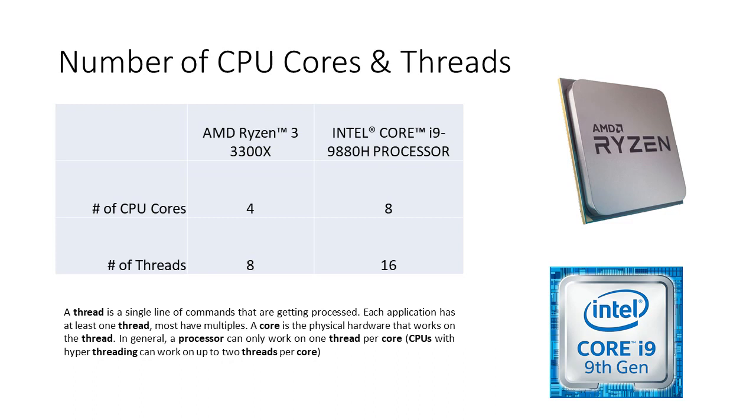Just for people to understand what a thread and a core are: a thread is a single line command that is getting processed. Each application has at least one thread, and most have multiple. A core is a physical piece of hardware that works on the thread. In general, a processor can only work on one thread per core. CPUs with hyper-threading can work on up to 2 threads per core.